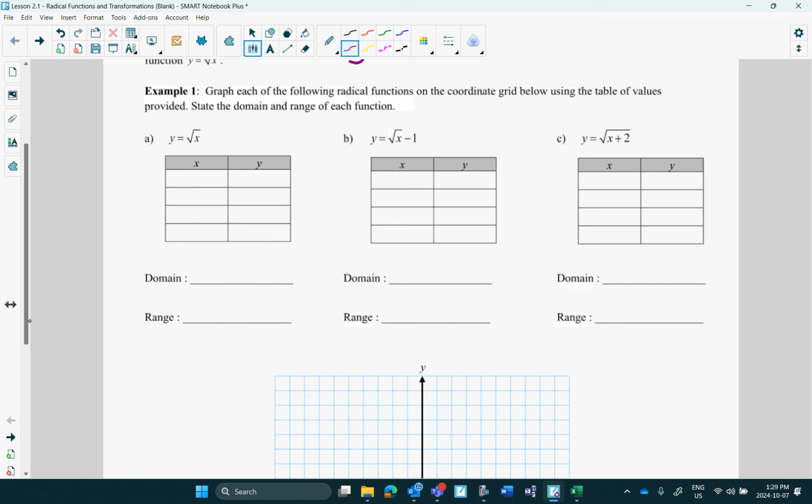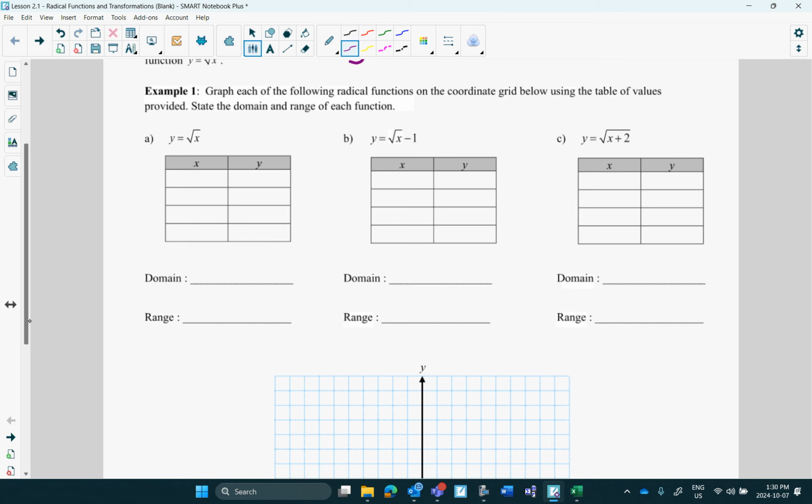What would be a good number to choose for x so that when I take its square root, I get a whole number? 4. Any other ones? We don't want to get too big, but 9 is right. Can you go lower than 4? 1. Square root of 2 is not going to be a whole number. Can you go lower than 1? 0. Right. Can you go lower than 0? Why can't you? You can't take the square root of a negative.